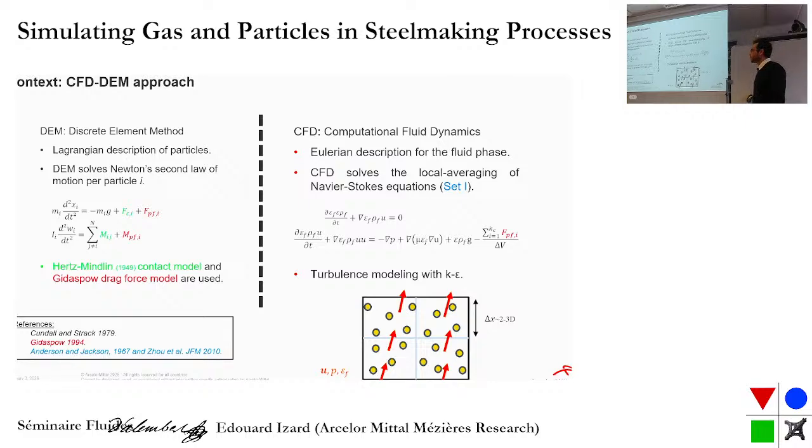So here we have, on the one hand, we are using the discrete element method. So we describe the particles with the Lagrangian motion. We solve Newton's second law of motion for each particle i. So we have the different forces: the gravitational force, the contact force. We are using the Hertz-Mindlin contact force model and the particle-fluid drag force, which is Gidaspow.